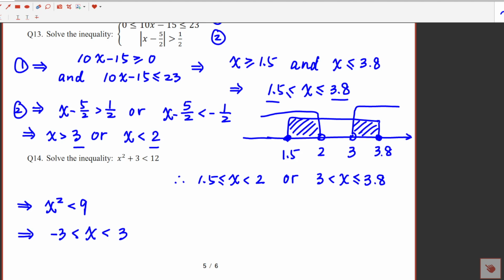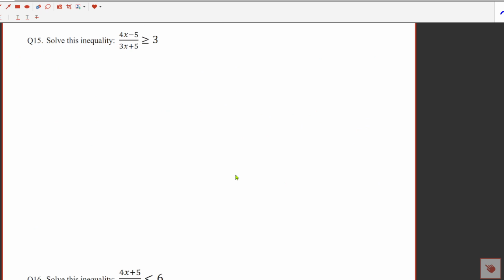Okay, if you don't have any questions, let's see the next one. So next one would be question 15. Solve this inequality here. Usually we do not multiply both sides by 3x plus 5, because you're not sure whether the denominator is greater than or equal to 0 or less than 0. Therefore, we don't know if we need to change the direction of the inequality sign here, right?